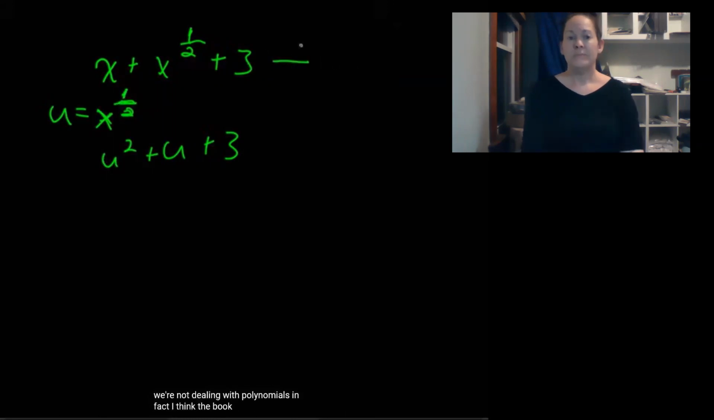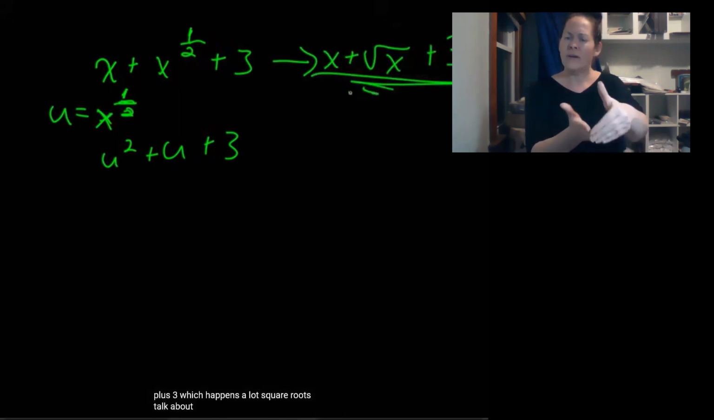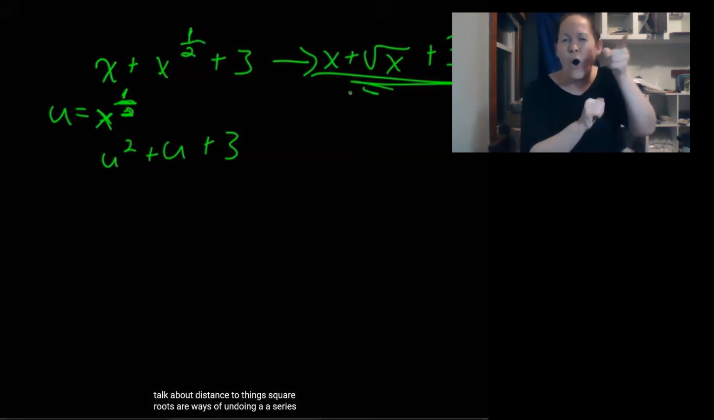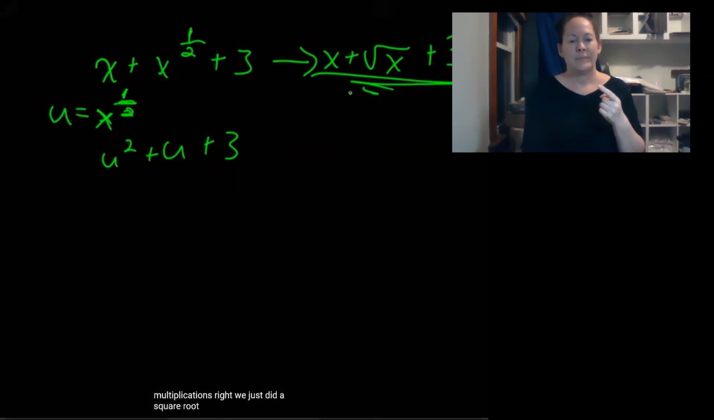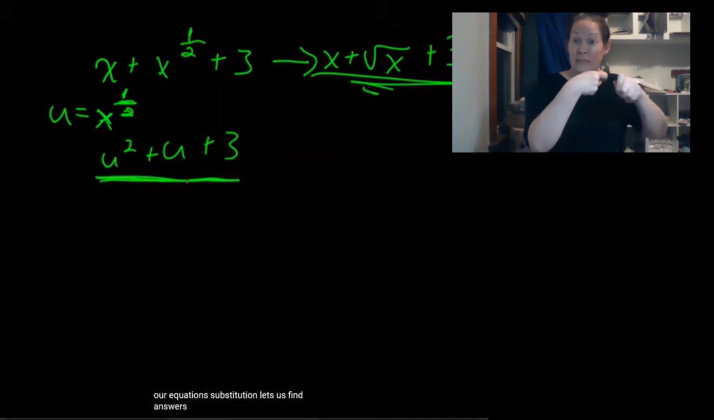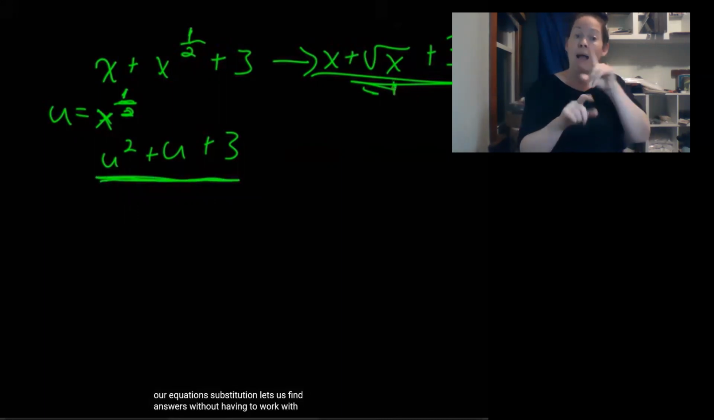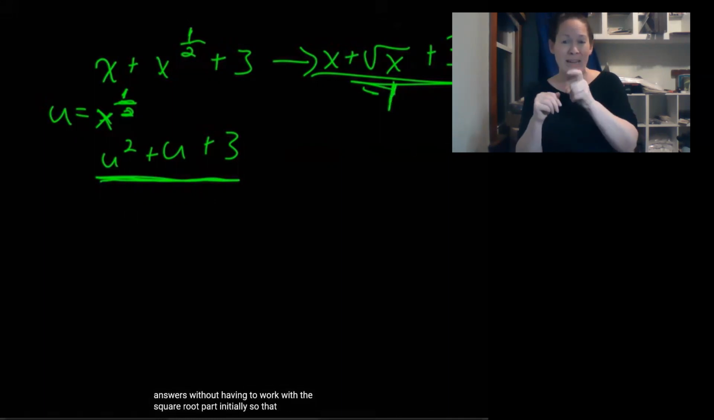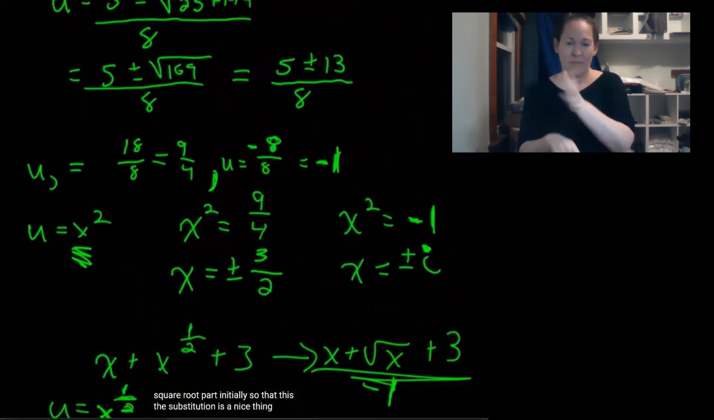In fact, I think the book writes these equations as x plus the square root of x plus 3, which happens a lot. Square roots talk about distance to things. Square roots are ways of undoing a series of multiplications, right? We just did a square root in solving the u up above. So square roots will pop back into our equations. Substitution lets us find answers without having to work with the square root part initially. So this substitution is a nice thing to learn.